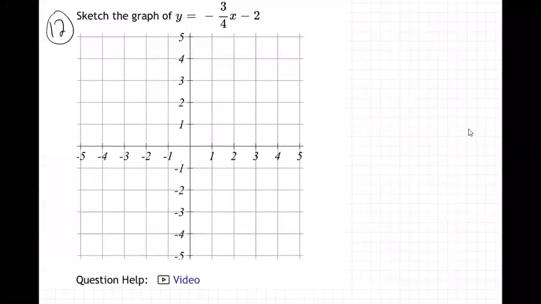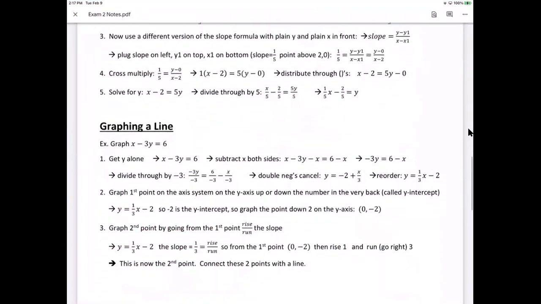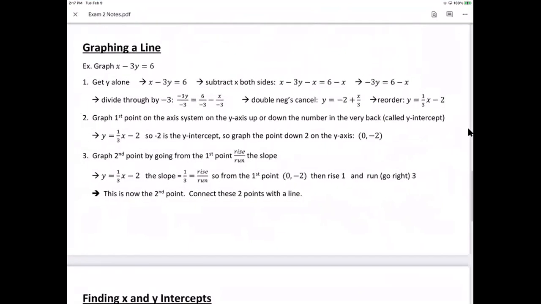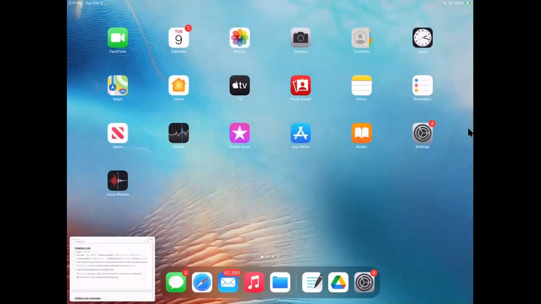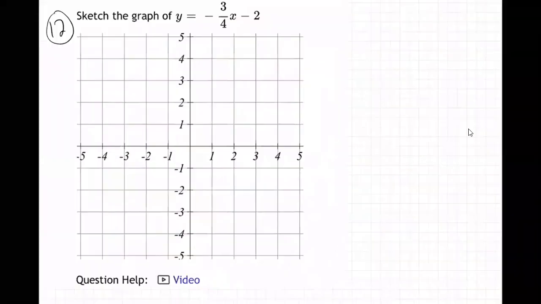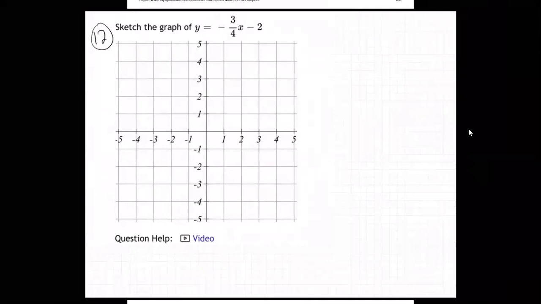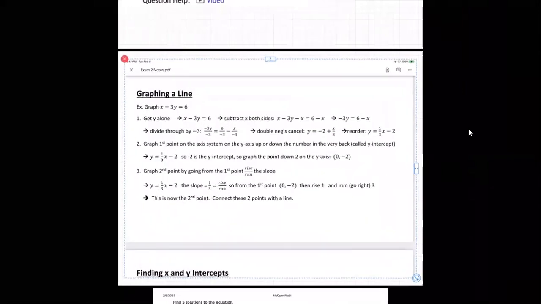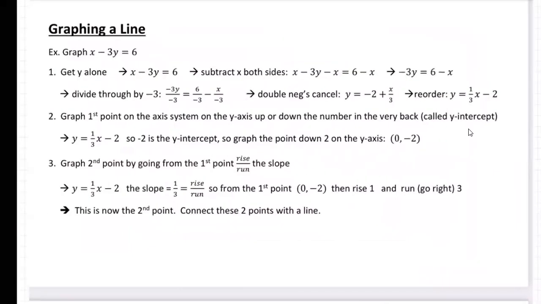Okay, so they want us to sketch the graph of this right here. Well, how do we do that? Well, graphing, again, I'm going to refer you to the notes. Let's go back to those. There it is, graphing a line. So I've put this on the exam 2 notes for you, right at the top of the Unit 2 module. Here it is. Okay, so graphing a line, what do you do?